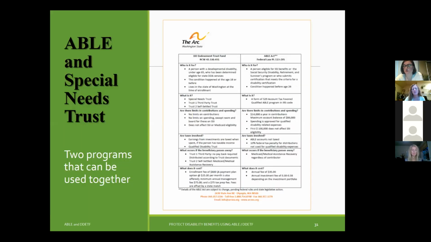Both programs can be used together, and they're very complementary. And I know this is the local ARC chapter, but the trust manager for the DD endowment is actually the ARC of Washington State. So they are providing great service, and you can use the two together. And these forms, this 1-pager and now an expanded 4-pager side-by-side comparison, are available on the DD endowment website, should you want to reference them in the future.